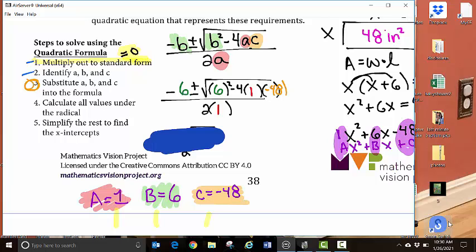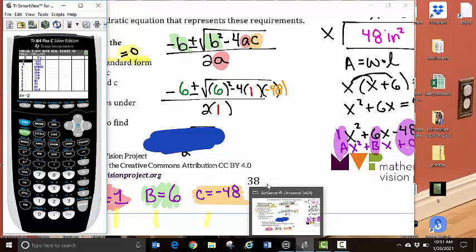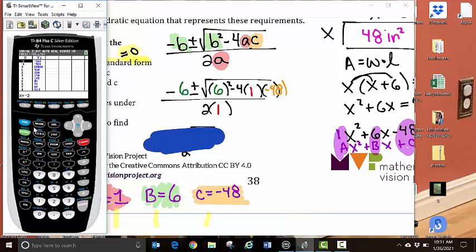All right. Step 4, calculate all the values under the radical. So what you need to do is multiply all of these together. And I'm going to show you using the parentheses.